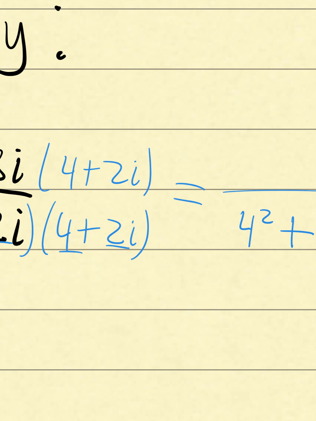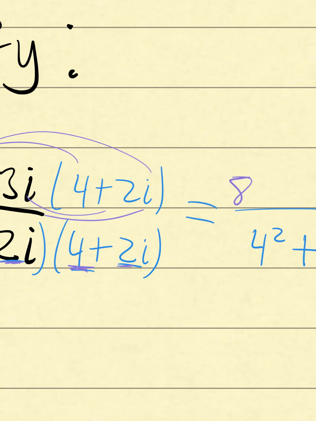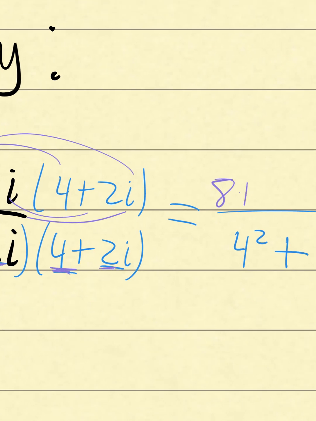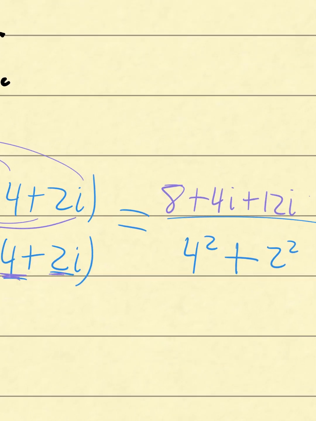Right, so again, on the bottom, we're squaring the real, plus we're going to square the real part of the imaginary. So 4 squared plus 2 squared. And then on the top, we just want to FOIL. So we get 2 times 4, which is 8. 2 times 2i is 4i. 3i times 4, 12i. And 3i times 2i is plus 6i squared.